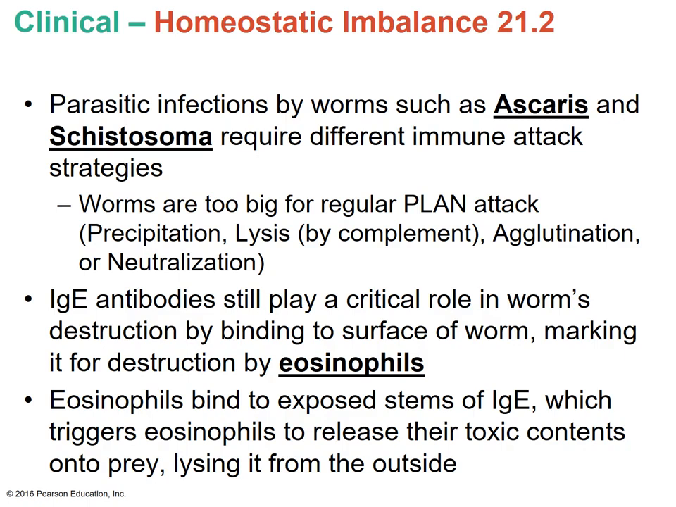Parasitic infections by worms often require a different type of attack strategy because the worm's too large for phagocytosis to occur. So what happens is IgA antibodies tend to bind to the surface of the worm, and then it marks it for destruction by the eosinophils. Several eosinophils are going to bind to the IgEs that are bound to the worm, and then they start to release toxic components into that prey, basically destroying it from the inside out.